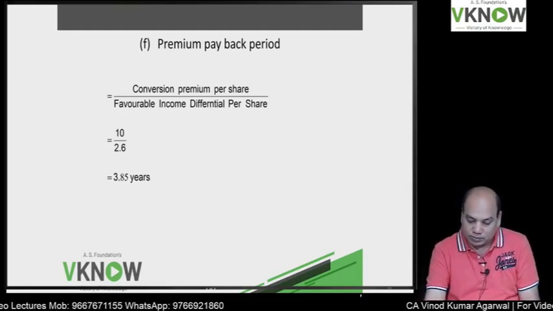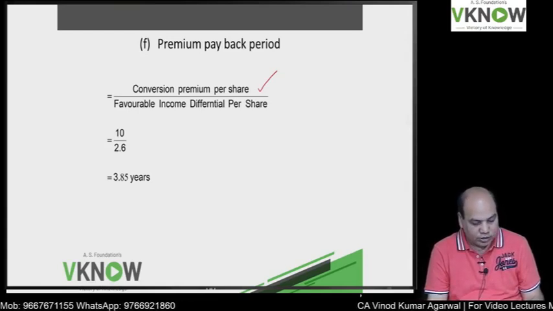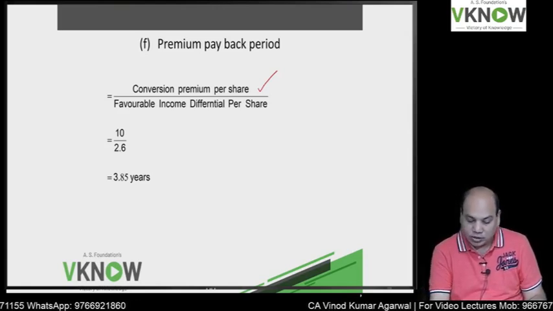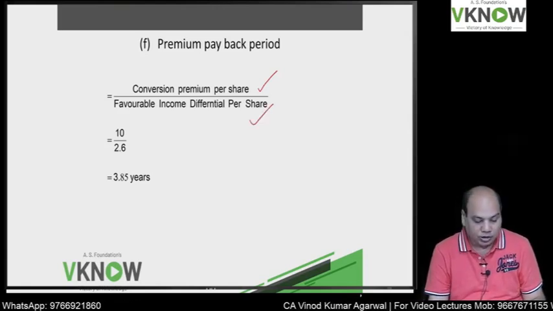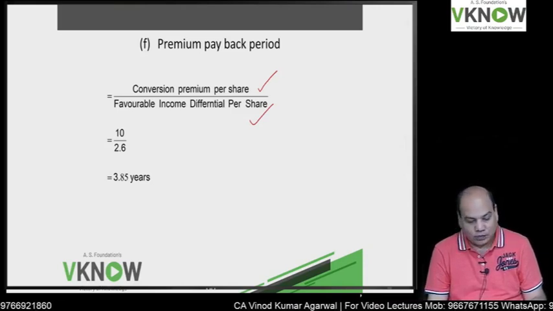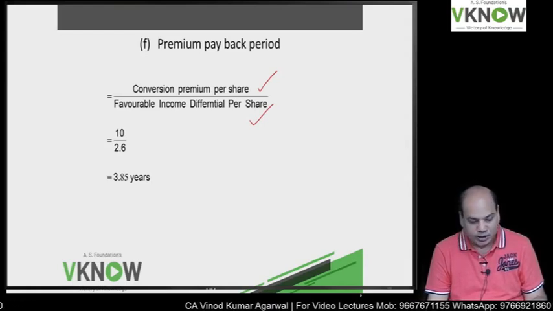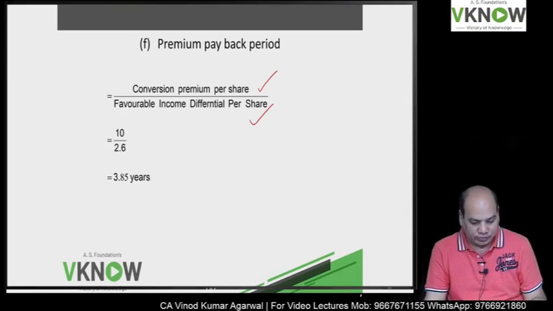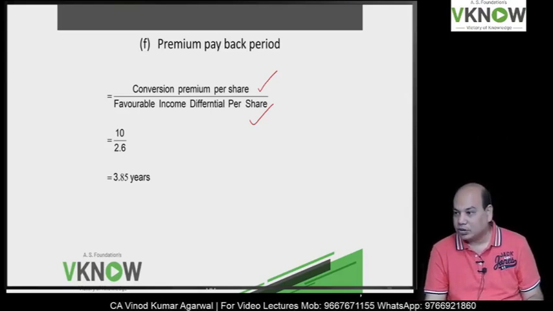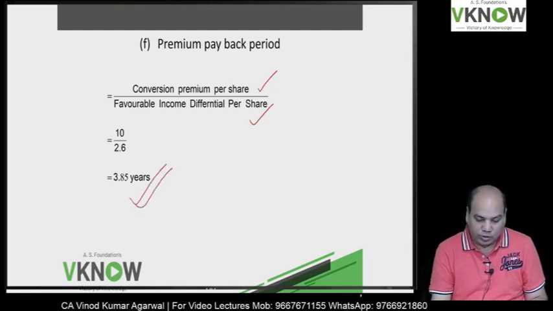So how much premium per share have you paid? In your earlier calculation, third question, 10 rupees you have paid as premium. And how much is your favorable income differential? 2.60. So to recover that conversion premium that you have paid for buying the debenture, approximately how many years will it take? 10 divided by 2.6. Is it 3.85 years? 3.85 years.